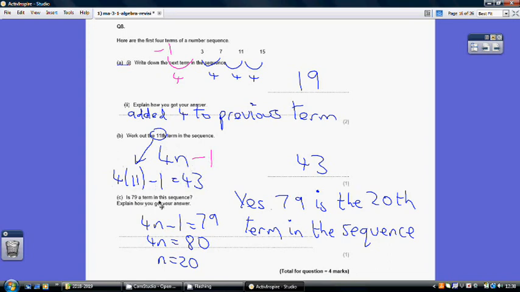So is 79 a term in this sequence? Well, if it is, when we solve 4n minus 1 equaling 79, we will get a whole value for n. So let's have a look. We add 1 to both sides, 4n equals 80. Divide by 4, we get 20. So yes, 79 is a term in the sequence. It's the 20th term in the sequence.